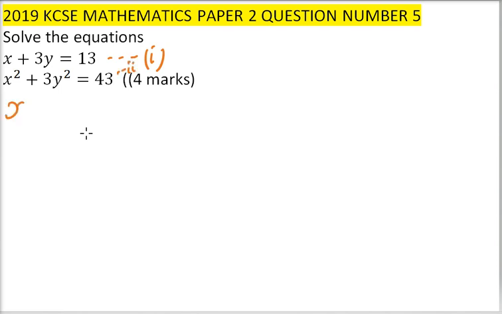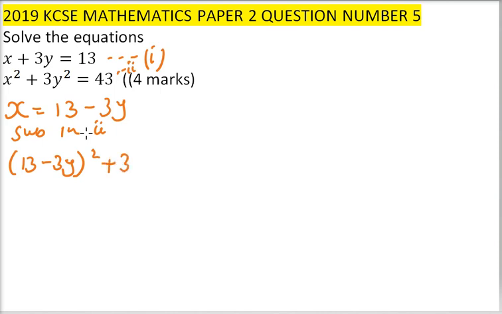So you say x is equal to 13 minus 3y. We substitute this in 2. Then we have, instead of x, we write (13 minus 3y) squared plus 3y squared is equal to 43. Now we have one unknown.